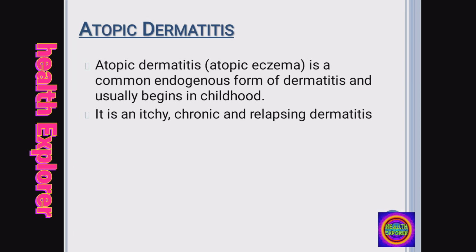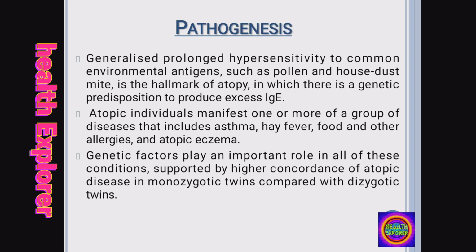Atopic dermatitis. Atopic eczema is a common endogenous form of dermatitis and usually begins in childhood. It is an itchy, chronic and relapsing dermatitis. Pathogenesis. Generalized prolonged hypersensitivity to common environmental antigens, such as pollen and house dust mite, is the hallmark of atopy, in which there is a genetic predisposition to produce excess IgE. Atopic individuals manifest one or more of a group of diseases that includes asthma, hay fever, food and other allergies, and atopic eczema. Genetic factors play an important role in all of these conditions, supported by higher concordance of atopic disease in monozygotic twins compared with dizygotic twins.